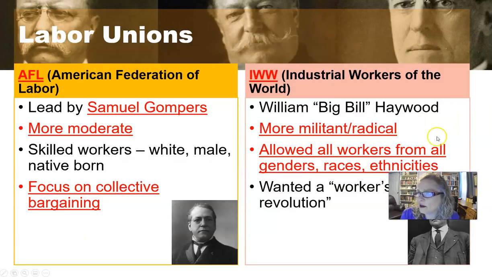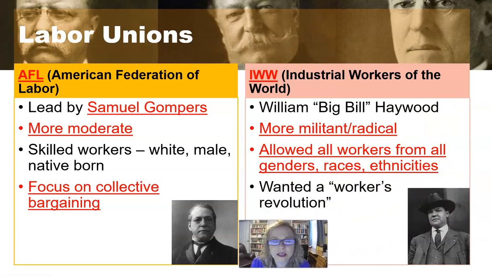Right along with the socialists are the labor unions, and I say that because a lot of people in the labor unions are socialists. There were two major labor unions at the time, the AFL and the IWW. The AFL stands for the American Federation of Labor, and the IWW is International Workers of the World. The AFL is still here today, actually, and Samuel Gompers is the one that leads that. There's actually a statue of Samuel Gompers downtown San Antonio today. They were much more moderate, but they were really restrictive.